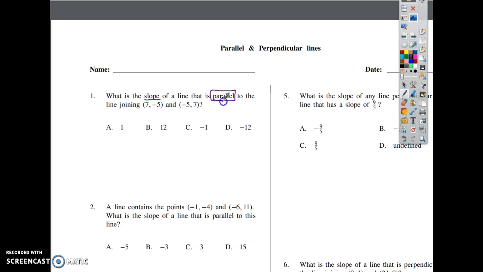So I need a parallel slope for these 2 points. So first thing is I need to put it in a table because I need to find the slope of that. So that's 7, -5, and -5, 7. Everybody put that in stat because we're going to do stat calc 4.